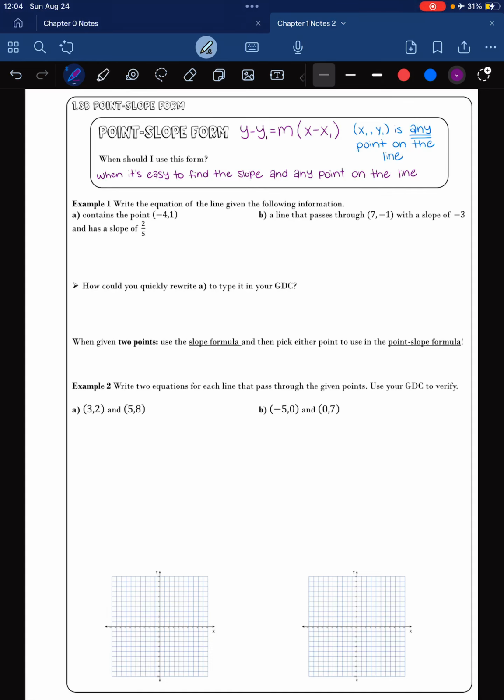Hey y'all, we are back with the second part of 1.3. In 1.3a, we looked at slope-intercept form. In 1.0, we looked at standard form of a line.